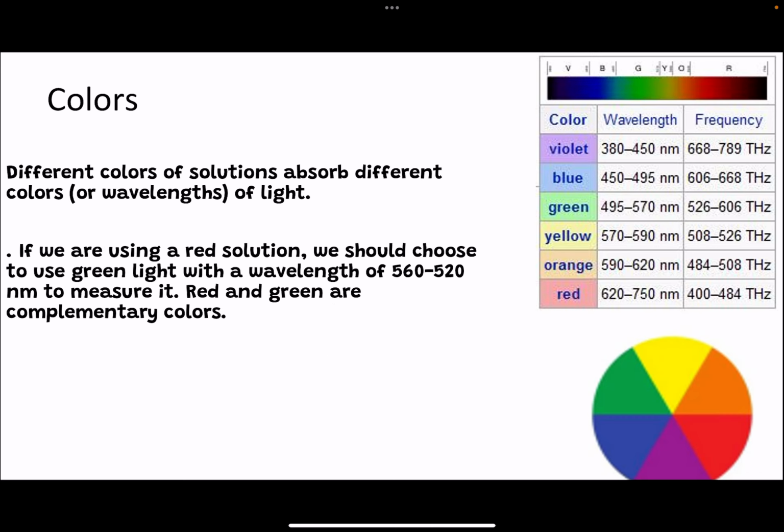All right, so different colored solutions absorb different colors. So you want to use the color wheel to figure out what wavelength you should use to complement the solution that you have.